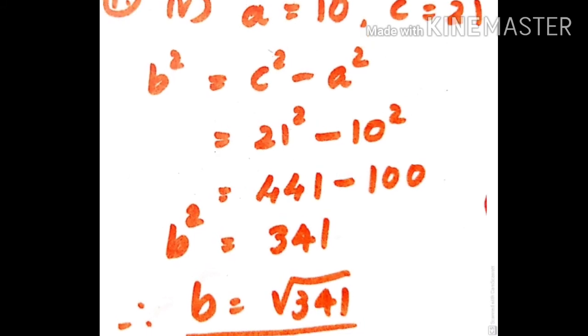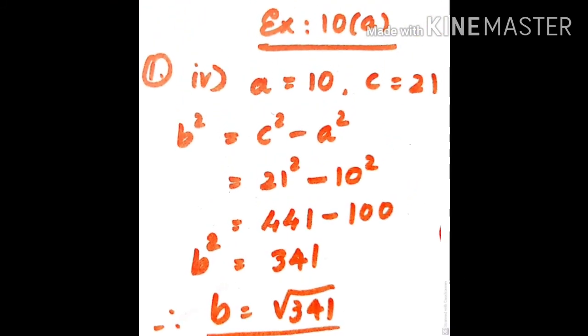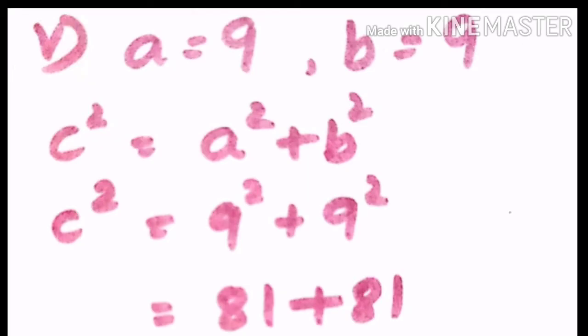Taking now number 5 of same question number 1. In question number 5, A is 9 and B is 9. So we need to find C value. For that, we are again applying our Pythagoras theorem. C square is equal to A square plus B square. Now we substitute our value of A and B here. So A is 9 square plus B also 9 square.